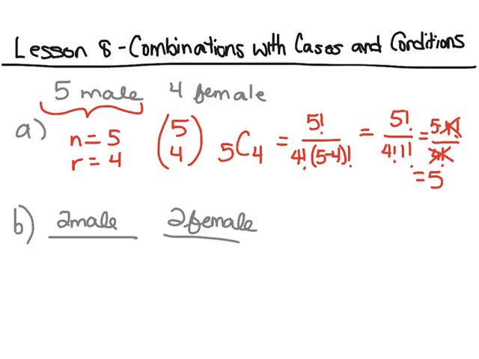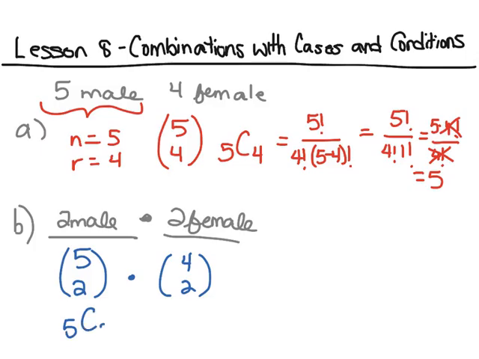Because we're multiplying these two things together, because there are different options when you choose per condition, there aren't multiple conditions. We know there has to be only 2 males and only 2 females, so we're going to multiply these together. For the first one, we have a total of 5 males and we're choosing 2. For the second one, we have a total of 4 females and we're choosing 2. So we have 5C2 times 4C2.